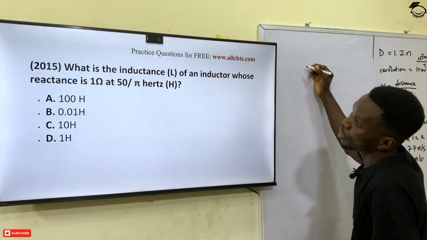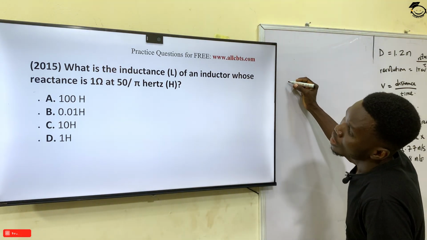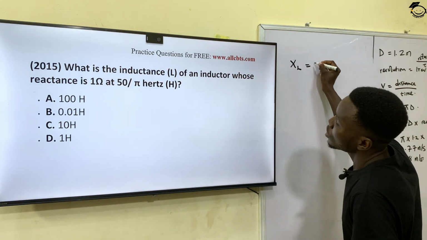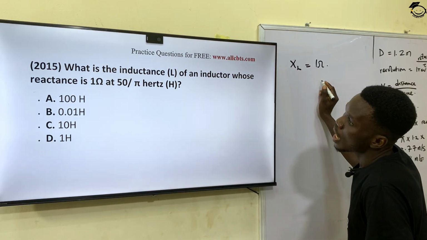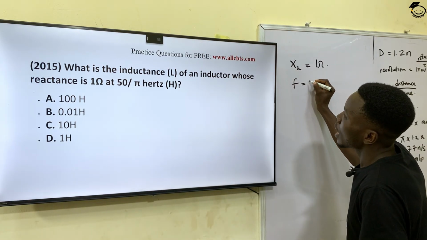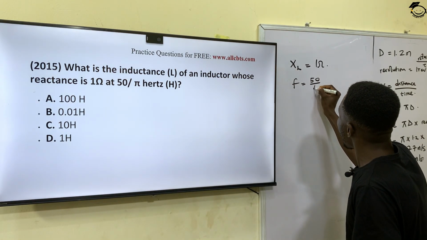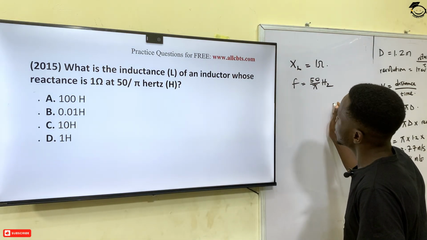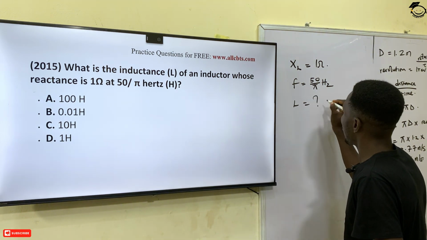So in this question, we're told that the inductive reactance XL was given as 1 ohm. And then we're given the frequency as 50 over pi hertz, and we are asked to find the inductance, which we do not know.